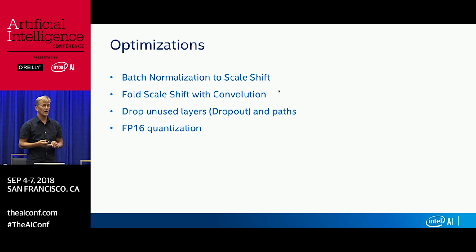So after converting the framework model into internal representation, the model optimizer will try to optimize this model. As I said, this will be hardware agnostic optimization. So any type of hardware plugin can use these optimizations to speed up inference.